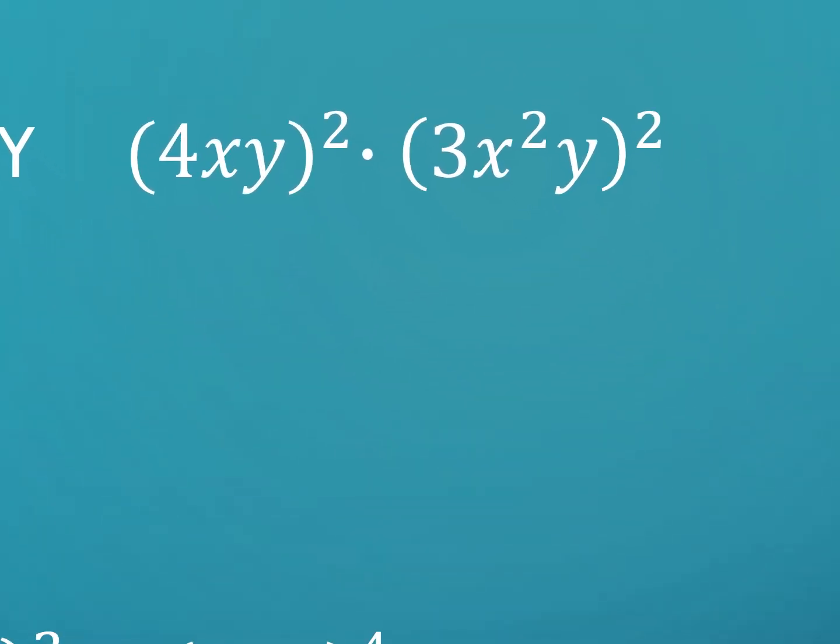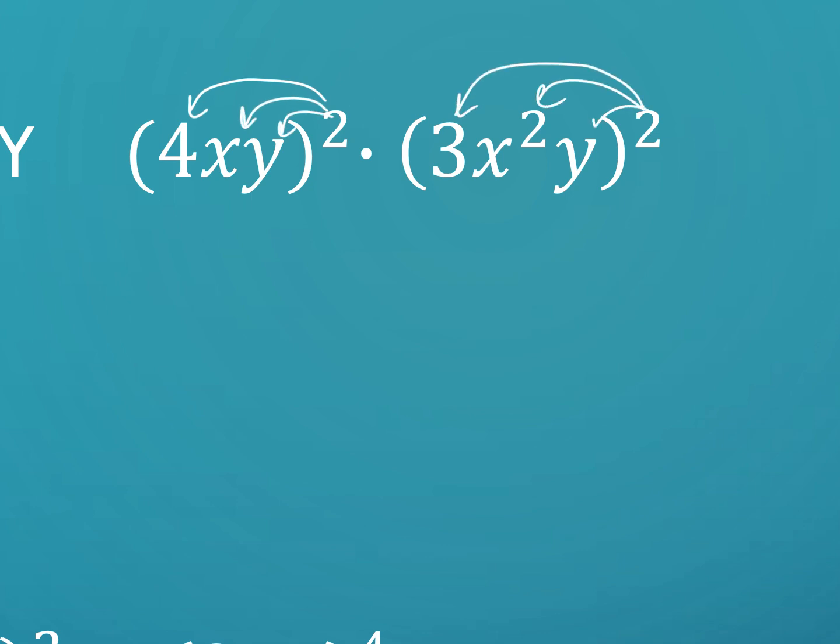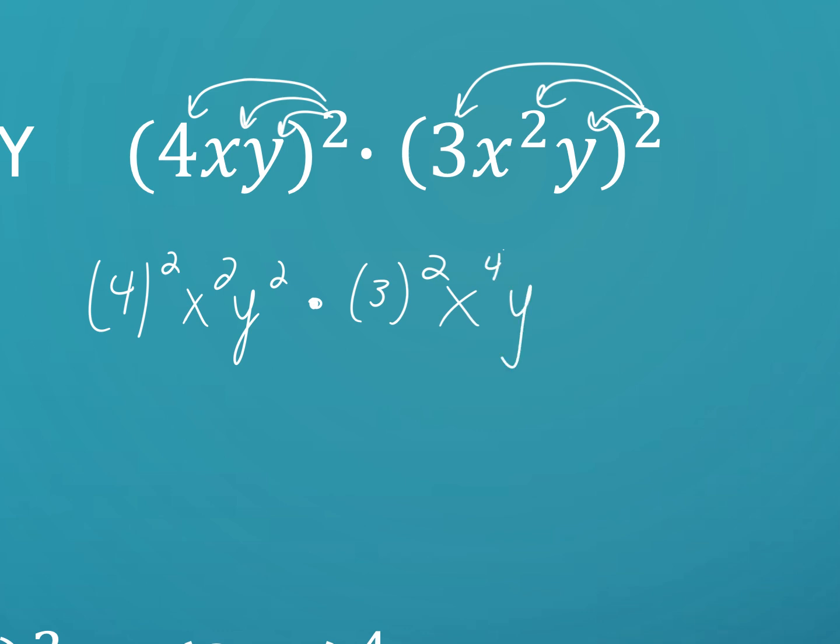So in this case, this 2, remember, goes to everything inside. If you need to draw those little arrows, do that so you don't forget to distribute to the coefficients. So this is 4 squared, x squared, y squared. Agreed? And then I have times 3 squared x to the 4th y squared. Because one exponent is in parentheses and multiplied by the exponent outside, it's like basic multiplication. Yep, power to a power, you multiply.